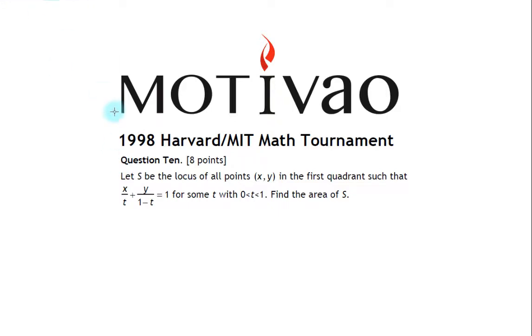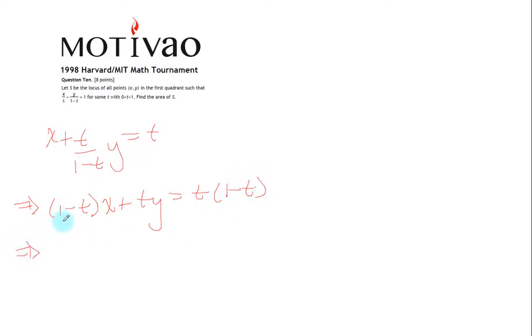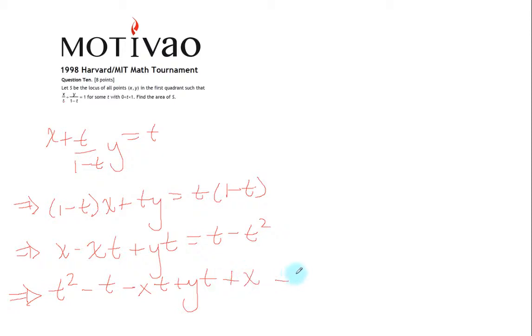To be able to do this, we need to isolate t from the equation. So if we multiply both sides by t, this t cancels, and we have x plus t over 1 minus t times y equals t. Then multiplying by 1 minus t on both sides, we have (1 minus t)x plus ty equals t times (1 minus t). Now let's distribute: x minus xt plus yt equals t minus t squared. Now we isolate for 0, and we have t squared minus t minus xt plus yt plus x equals 0.